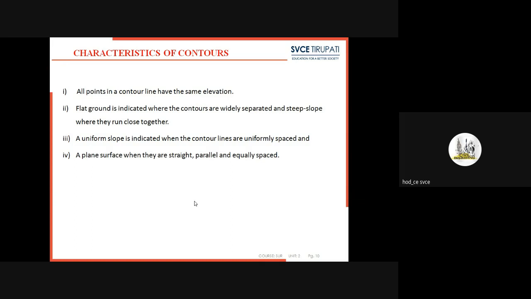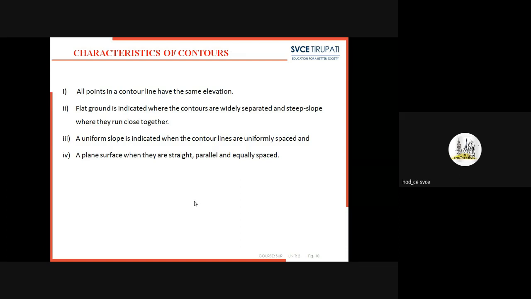And next, flat ground is indicated where the contours are widely separated, right? And steep slopes when they run close together. So, as we know, the contour lines should not intersect or coincide or overlap with one another, right? If in case they come very close, that means we have a very steep slope, where suddenly falls will be there. In that case, it may occur, right?